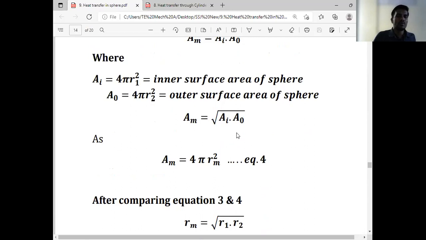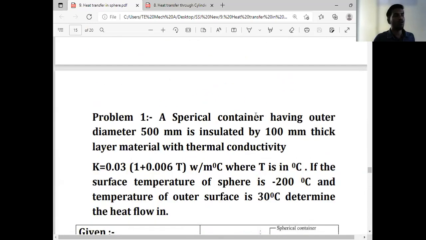Okay, so how to calculate the logarithmic mean area for this sphere? AM is equal to square root of AO into AI. आणि सिलेंडर साठी काय होतं इक्वेशन सांगा? फॉर द सिलेंडर AM is equal to what? AO minus AI divided by ln of AO by AI. दोन्ही इक्वेशन लक्षात ठेवा. सिलेंडर साठी काय असणार आहे आणि स्फिअर साठी काय असणार आहे? सिलेंडर साठी AO minus AI divided by ln of AO by AI. And for this sphere, AM is equal to square root of AO into AI. Okay, so this is about the logarithmic mean area for the cylinder and sphere.